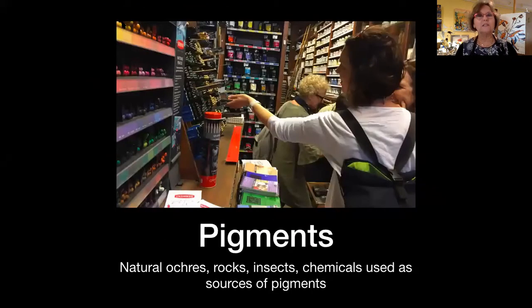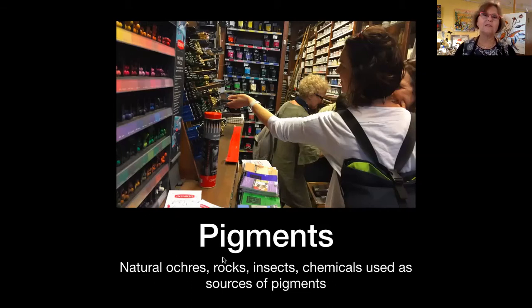Now, you can go to places. This is in France, in Paris, opposite the Louvre. It's a famous old shop called Sennelier, and they have the pigments in jars. You can buy the dry pigments, but you can also buy them already prepared in lots of different ways. So you've got pigments in crayons, in paint, in pastels, and so on.